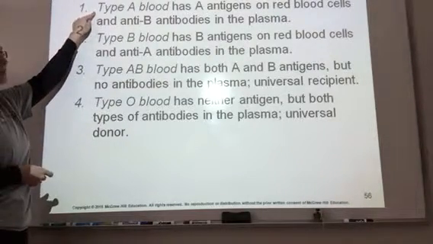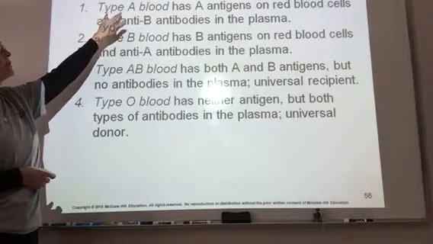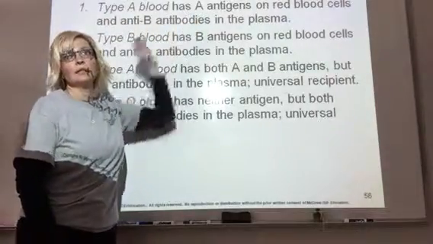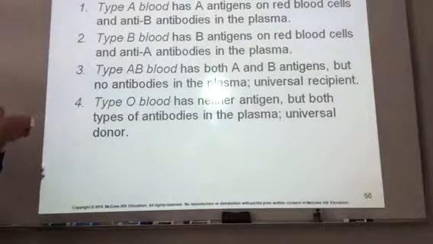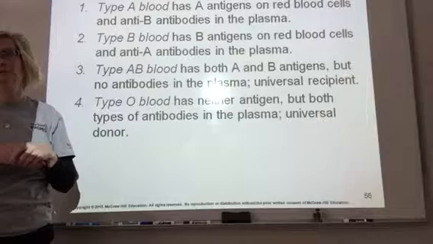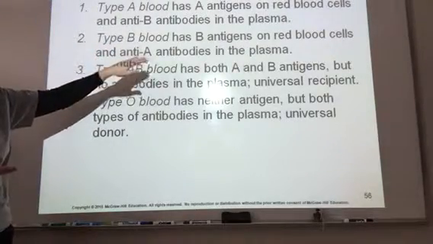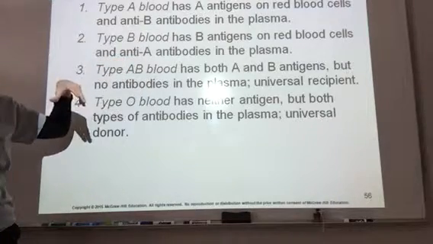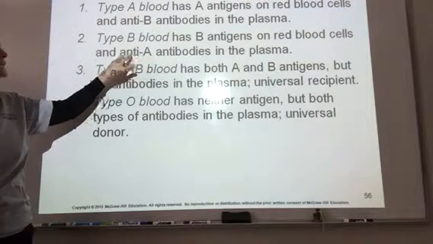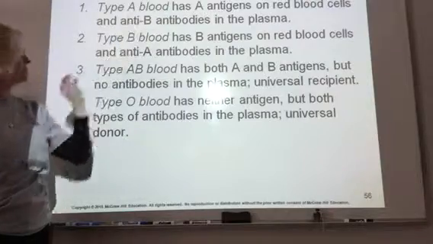So type A blood has A antigens. So the name of the blood comes from the antigen that's on it. So A blood has the A antigen. It will have anti-B antibodies. So that's the antibody that's produced. Type B is going to have a B antigen. That's the protein on the blood cell. And it's going to have anti-A antibodies in the blood. It does not like A. A does not like B.